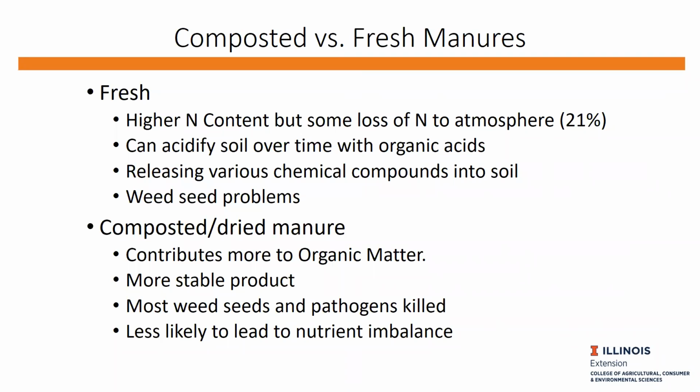A fresh manure, typically we see higher nitrogen content, but we lose a lot of it to the atmosphere, about 21%. It can also acidify our soil over time with lots of organic acids that are broken down through the soil. Be a little cautious of that. In most cases, our vegetables do need some acidity and need to be grown in acidic conditions. They can release various chemical compounds into the soil. I should clarify here that I'm talking more about organic acids and other soil nutrients that would eventually go into the soil nutrient cycle.